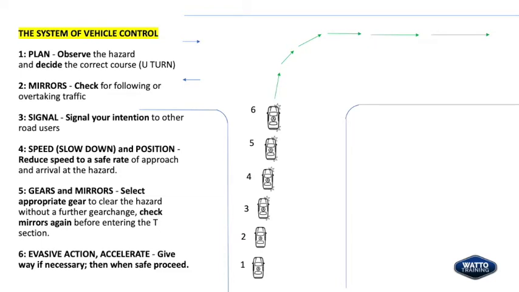4. Speed adjustment, which in this case would be slow down on the approach to the T-section and position. Reduce speed to a safe rate of approach and arrival at the hazard. 5. Gears and mirrors. Select an appropriate gear to clear the hazard without a further gear change. Check mirrors again before entering the T-section. And step 6, evasive action. Give way if necessary, and when clear, accelerate and follow the road.